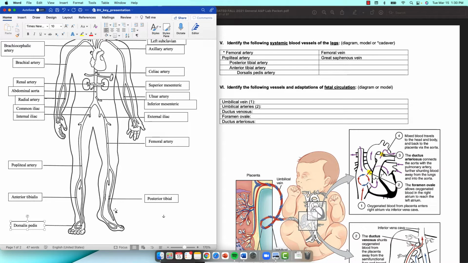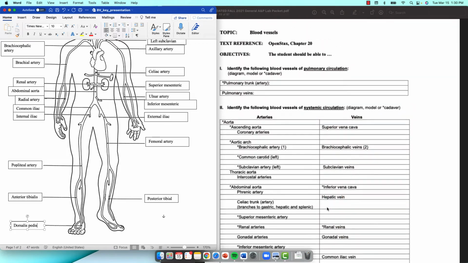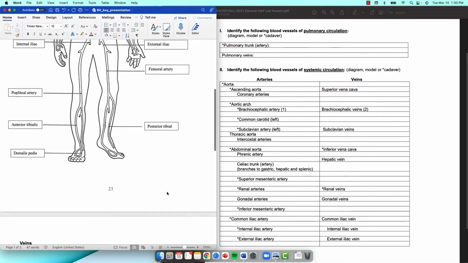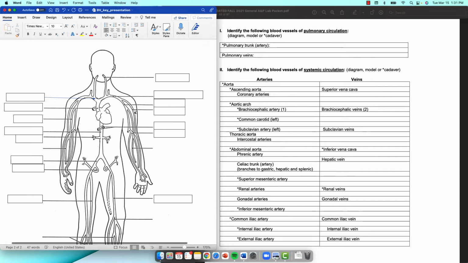All right, so that's your arteries. Now we can go back up to our objective list and look for our veins. When it comes to the veins, a lot of them are pretty much the same. A lot of the same nomenclature and regions that we're supplying, but we're going to change a couple of different things. So superior vena cava, that is obviously supplying blood back to the heart.